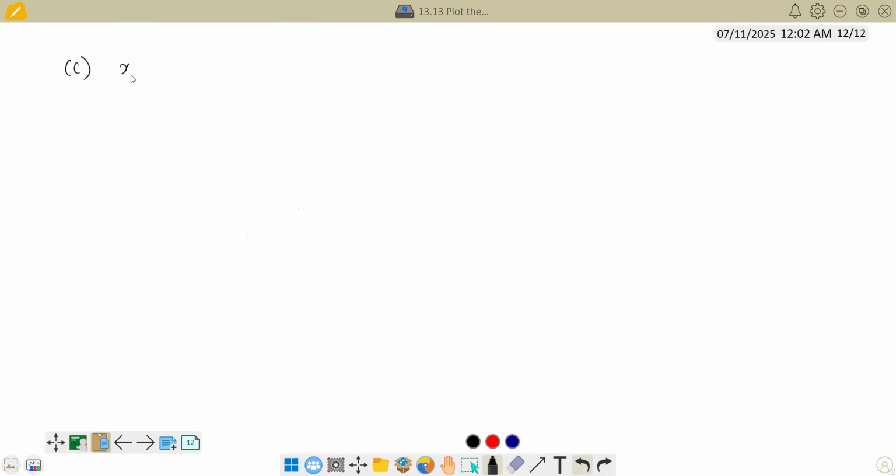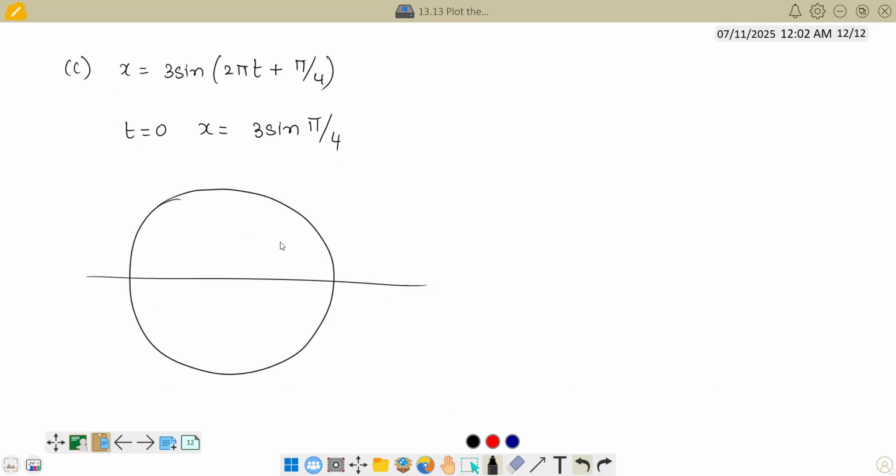In the C part, x equals 3 sine of 2 pi t plus pi by 4. So at t equals 0, x equals 3 sine pi by 4. If I try to draw this quickly, 3 sine pi by 4, we have this place and this place. That means sine pi by 4 would be 3 by root 2, since the amplitude is 3. As you can see, as time increases, the sine value is also increasing. That means x has to increase.